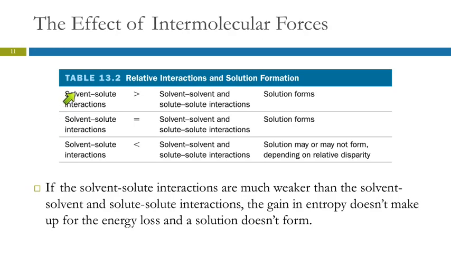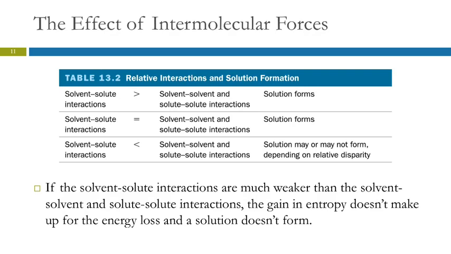So if we have solvent-solute interactions that are stronger than the solvent-solvent and solute-solute interactions, we can get a solution forming. If they're similar in strength, we can get a solution forming. If the solvent-solute interactions are weaker than the interactions between the solvent molecules and between the solute molecules, the solution may or may not form. It depends on the difference. If those interactions are very weak, the solution's not going to form.